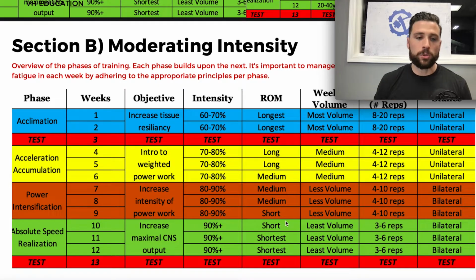Lastly, as we get into our absolute speed realization, just to recap everything we've been talking about, this is where we're increasing maximal CNS output. We're working at the highest intensities. Ranges of motion are the shortest, volume is the least, density is the absolute least, and now bilateral and shorter ranges of motion in the weight room help match this curve. Lastly, we test here in week 3.